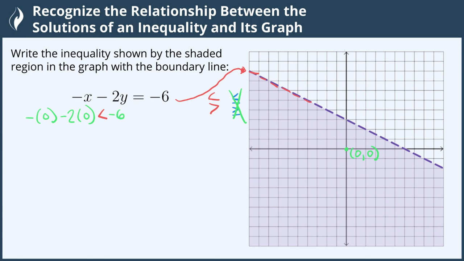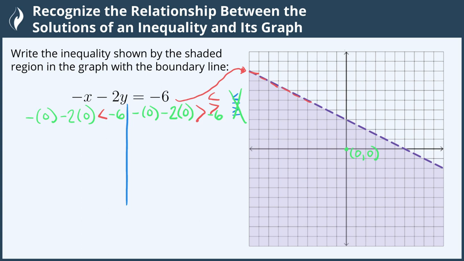and then we finish it up with negative 6, and we will be comparing this to the greater than sign, doing the exact same calculations with the exact same test point. Negative 0, substituted in for x, 2 times 0, substituted in for y, and in this case we'll use the greater than sign and finish it up with negative 6.